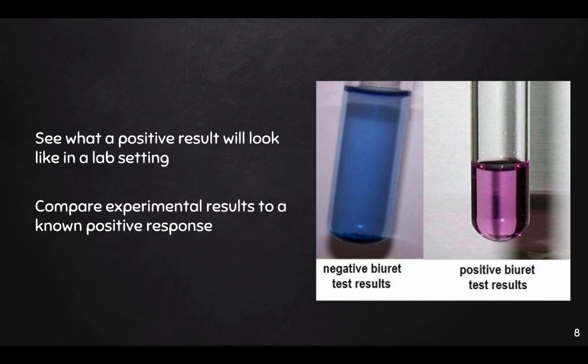If you look, in a Biuret test, even a negative test produces a color change. The only way to recognize a positive response is to see what it should look like by testing it on something that we know will produce a positive result.